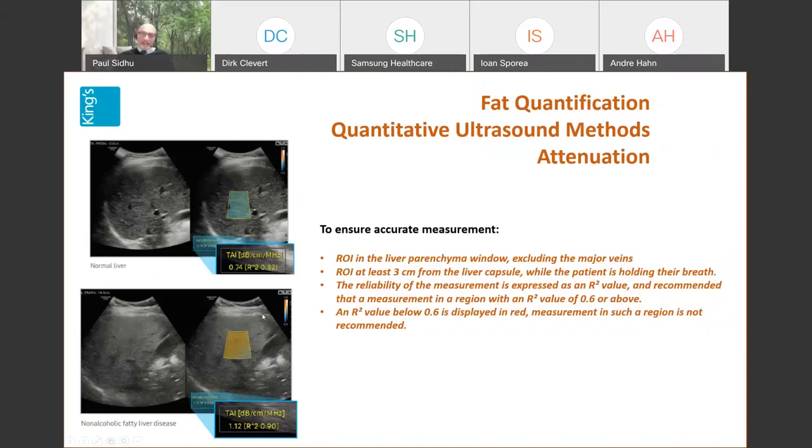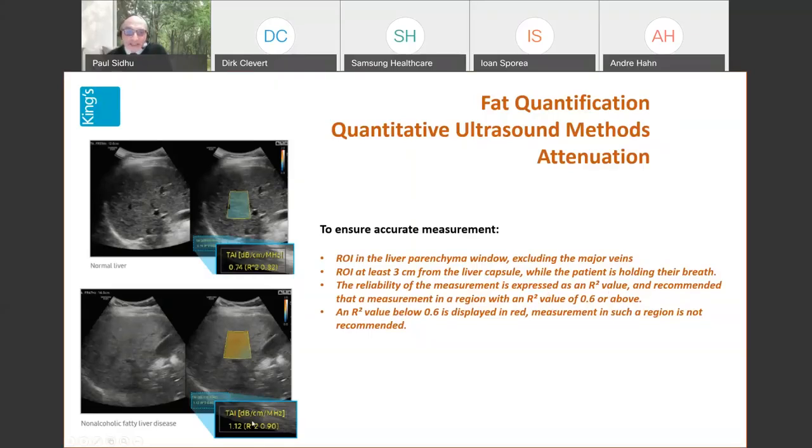And when you use this, and this is again from the Samsung machine, and you're looking at attenuation, you've got to place it in the right area. You've got to exclude major veins, and stay at least 3 centimeters from the liver capsule. Patients have got to hold their breath, and the machine gives a measurement value that tells you whether or not it's accurate.